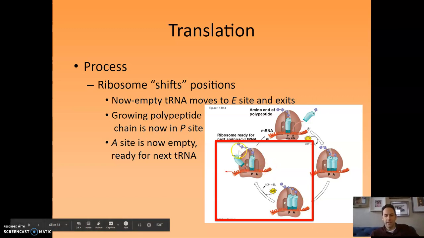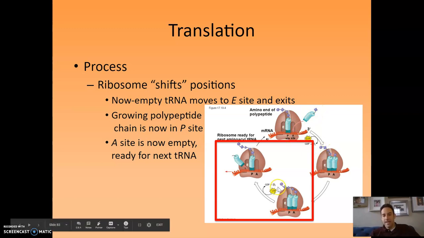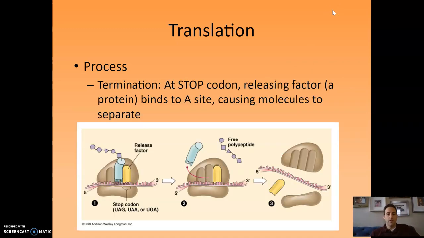So now the tRNA in the E site is just going to exit, and it can be recharged with the appropriate amino acid and recycled. And then we're back to where we started again. Now the next amino acid comes in, kakunk. The growing polypeptide chain is added to that, kakunk. It shifts, this tRNA exits, and now we're ready to go again. And it just keeps going and going. And again, that animation really helps. So we repeat for all the codons.